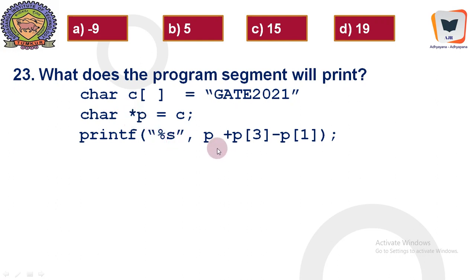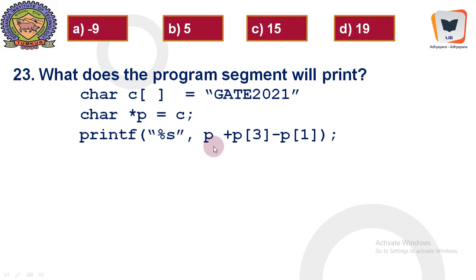So percentages p plus p of 3 minus p of 1. P of 3 is, with indices 0 1 2 3, E. P of 1 is A, at index 1. So E minus A, this is character arithmetic. E minus A is 4. E is 5, A is 1, 5 minus 1 is 4.